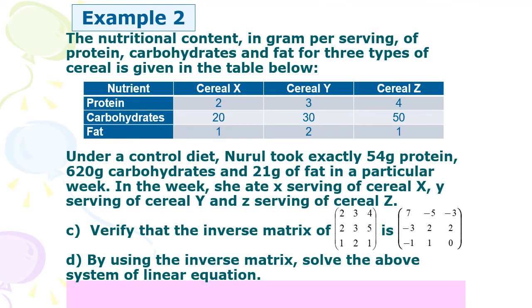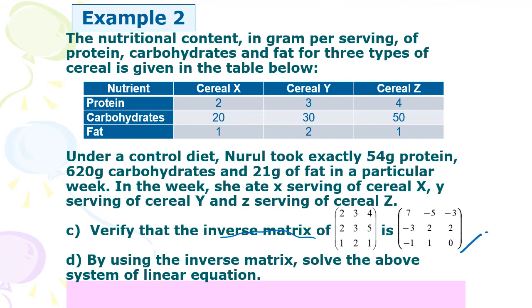Okay, let's do the continuation from the question in part 1. So the first part, we want to find the system of linear equations and then convert into the matrix form. Now, question C asks you to verify that the inverse of matrix 2, 3, 4, 2, 3, 5, 1, 2, 2 is equal to this matrix.